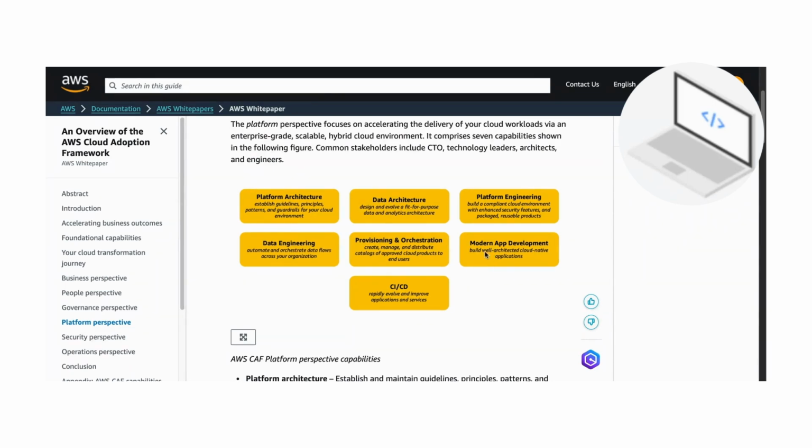Modern application development is another vital capability. This involves building well architected cloud native applications.